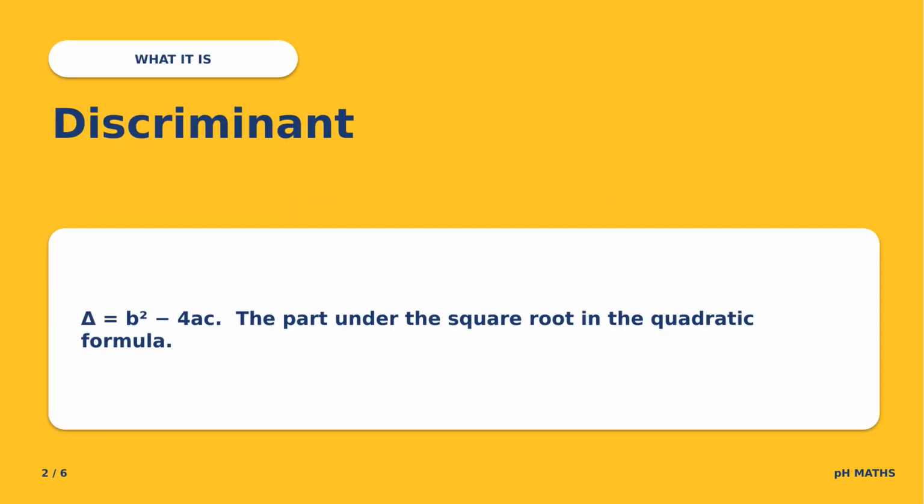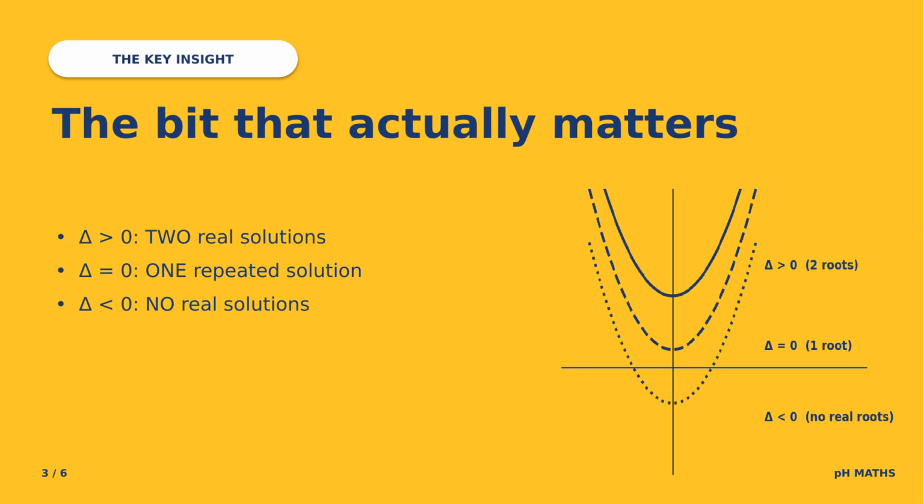Definition: the discriminant, written with the Greek letter delta, equals b squared minus 4ac. It's the expression that sits under the square root in the quadratic formula. The sign of the discriminant tells you how many real solutions the equation has, without you needing to actually solve it. 3 cases. If delta is positive, you have 2 real solutions.